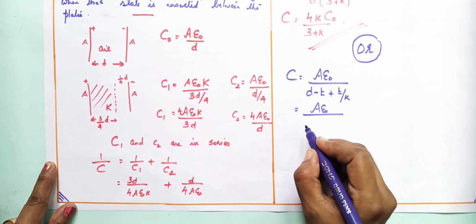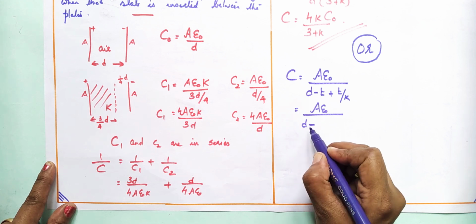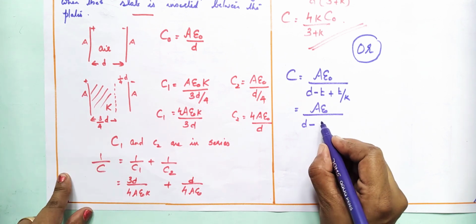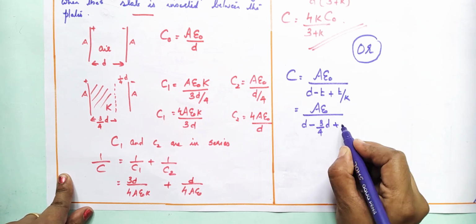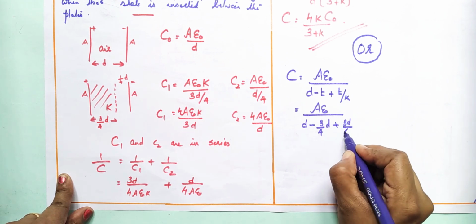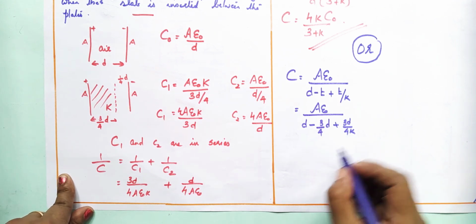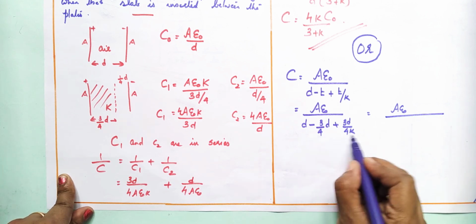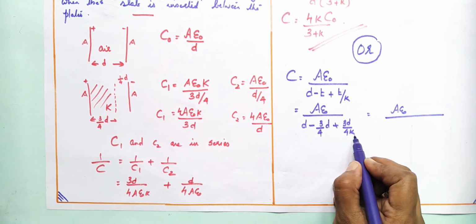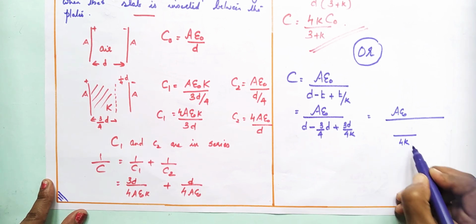A epsilon 0 divided by D. Here the separation is D only. Minus the thickness. What is the thickness of the dielectric material? 3 by 4 D. Plus again 3D divided by 4 divided by K. So it is equal to A epsilon 0 divided by, what can be taken as the LCM? 4K can be taken as the LCM.